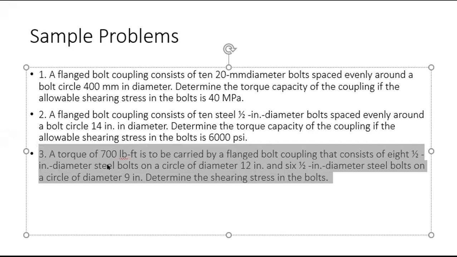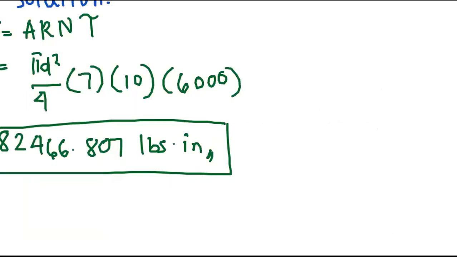Pero ayun, mapapansin nyo guys, sabi dito, yung una, steel, yung pangalawa, steel din. So we can now safely assume na, bukod doon, parehas din yung diameter nila, 1/2 inch. So kung parehas yung diameter, we can now safely assume na parehas yung area din, di ba? Technically. And then dahil parehas yung material na gamit na steel, we can now say na parehas din yung modulus of rigidity niya. So solve natin siya. Punta tayo dito.